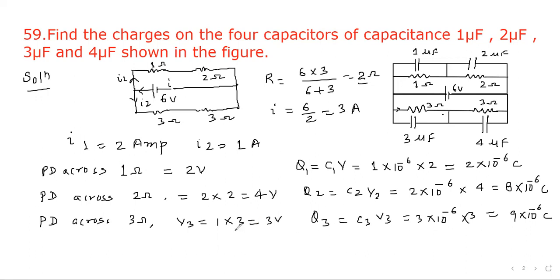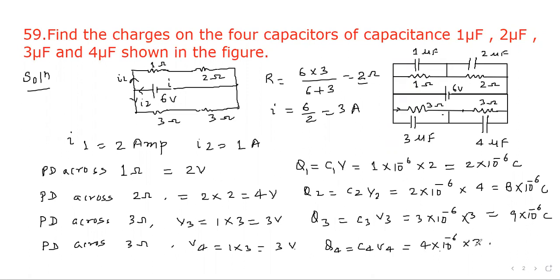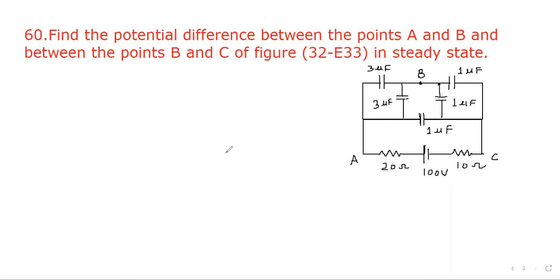And here, PD across this 3 ohm resistor will be V4, and that will also be 1 into 3, that is 3 volt. So charge Q4 will be C4 into V4. C4 is 4 into 10 to the power minus 6, and V4 is 3, that is 12 into 10 to the power minus 6 coulomb. So this is the answer. Now let's go to the next question.